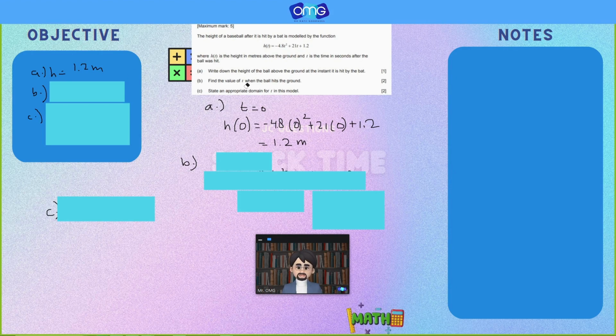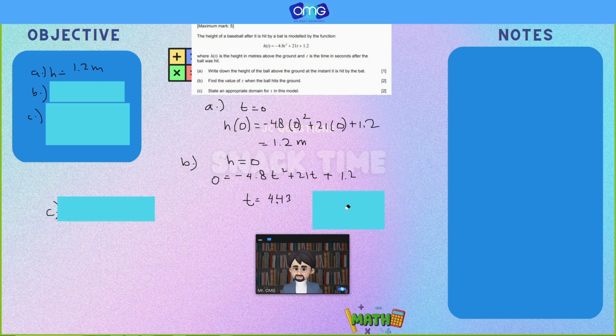How about finding the value of t when the ball hits the ground? When the ball hits the ground, that's when h equals 0. So we set this equal to 0. Using the quadratic equation, this equals 4.43, while the other solution we reject because it's negative. So 4.43 seconds, that's the answer.